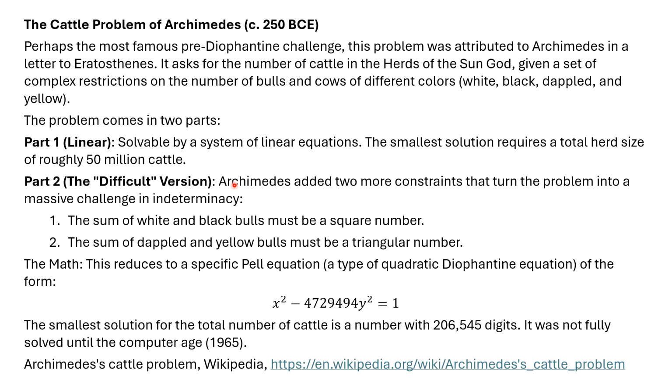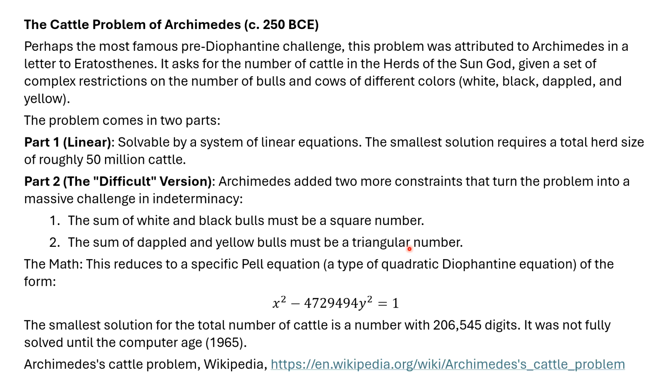And there's two versions of the problem. The first version is already difficult. It's solvable by a system of linear equations. The smallest solution requires a total herd size of roughly 50 million cattle. And then Archimedes added two more constraints, and this is where it's not linear, as you'll see from the constraints. The sum of the white and black bulls must be a square number, and then the sum of the dappled and yellow bulls must be a triangular number. These numbers are also involved with quadratics.